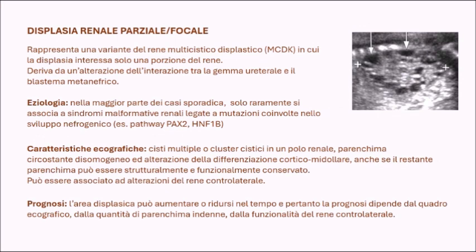Partial focal renal dysplasia, meanwhile, is a multicystic dysplastic kidney variant where the dysplastic area affects part of the kidney due to an abnormal interaction between the ureteric bud and metanephric blastema. From an etiological point of view, in most cases, this is a sporadic condition. Very rarely, it may be part of a spectrum of renal malformation syndromes related to alterations in the pathways involved in nephrogenic development.